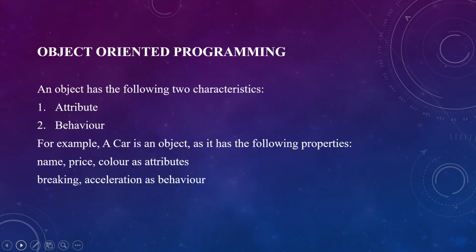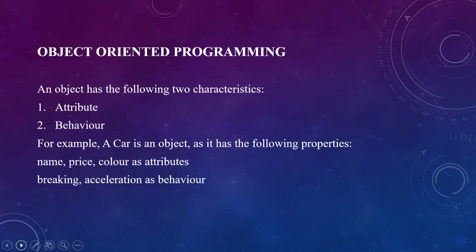It has two characteristics: state of the object, and behavior. Behavior defines the tasks that an object can perform. Here, car is an example. Car is an object, with name, price, color as the attributes, and braking, acceleration as the behaviors, which are the tasks the object performs.